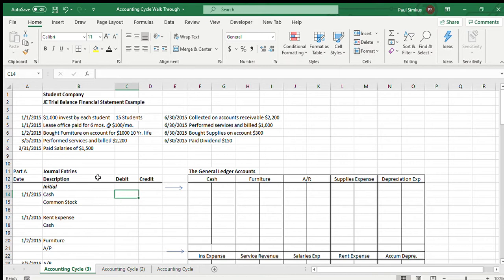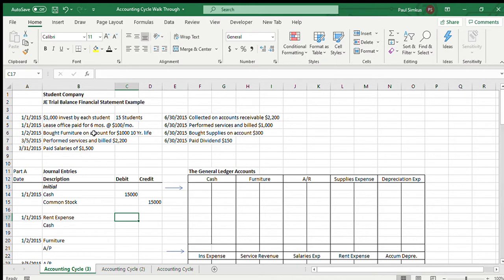Let's do some entries, and we'll analyze, journalize, post, trial balance, financial statements, and closing entries. Okay, 15 students invest 1,000 each to start a company. So you have 15,000 in cash, and that credit is 15,000 of common stock.